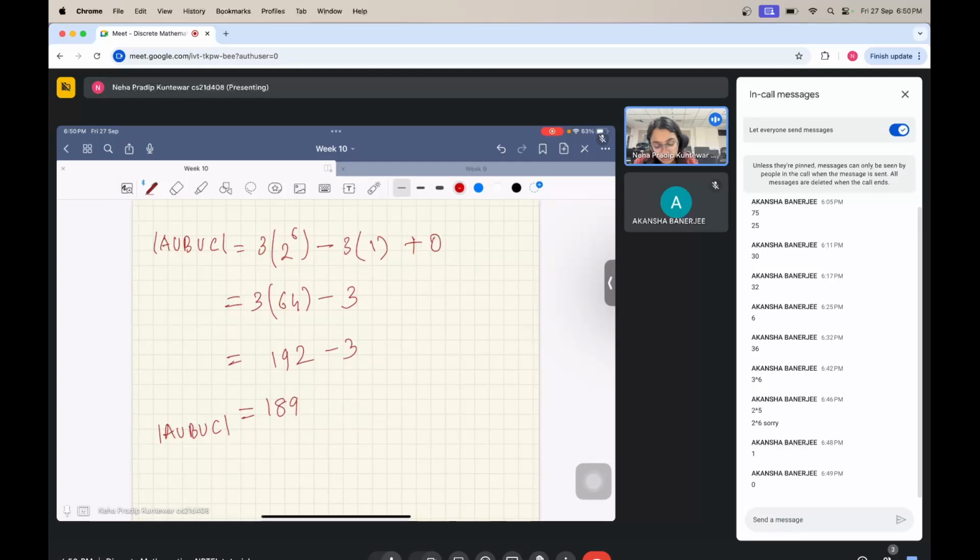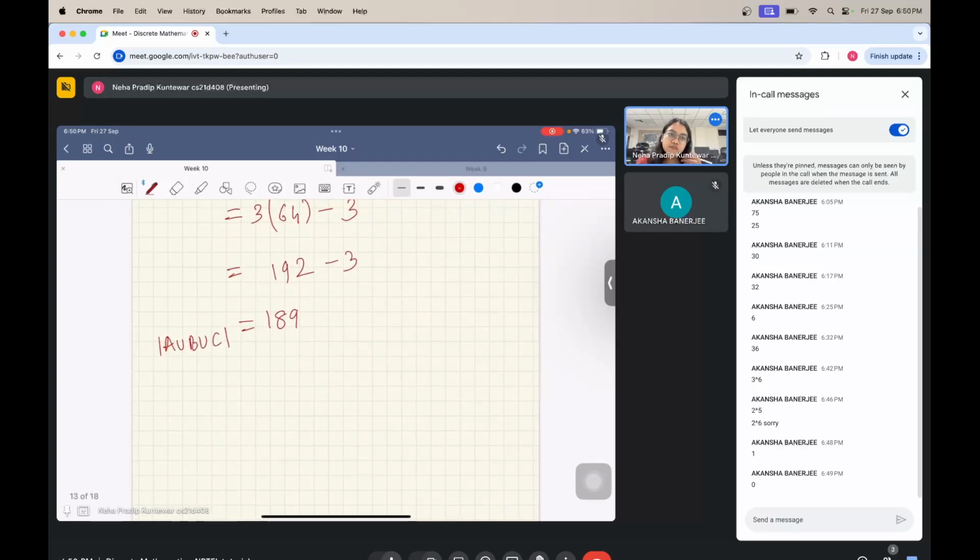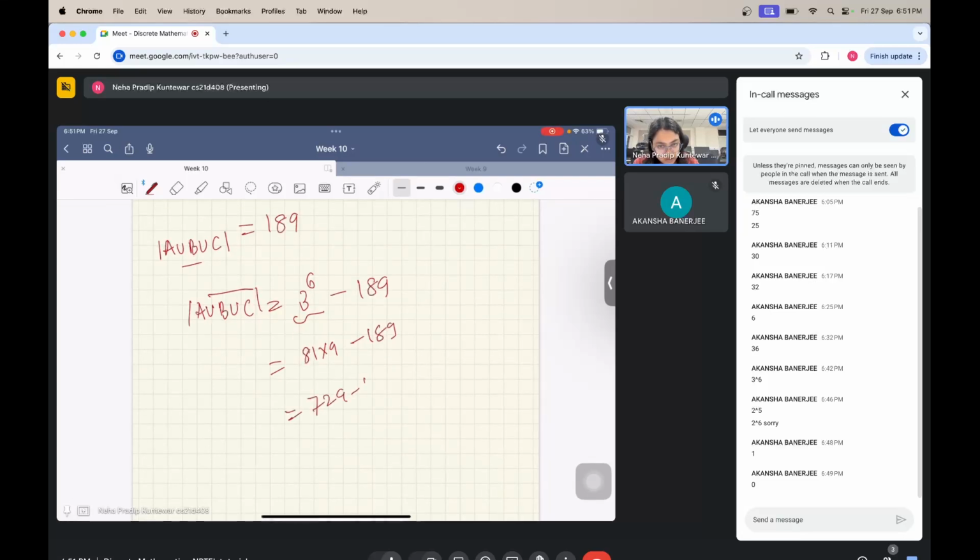And what you're going to do is you are actually interested in the size of the set that is outside this. So A union B union C whole complement would be 3 to the 6, which is the total number of ways in which you can distribute without any constraints, minus A union B union C, which is 189. So this is 81 into 9 minus 189. This is 729 minus 189, and that happens to be 540.